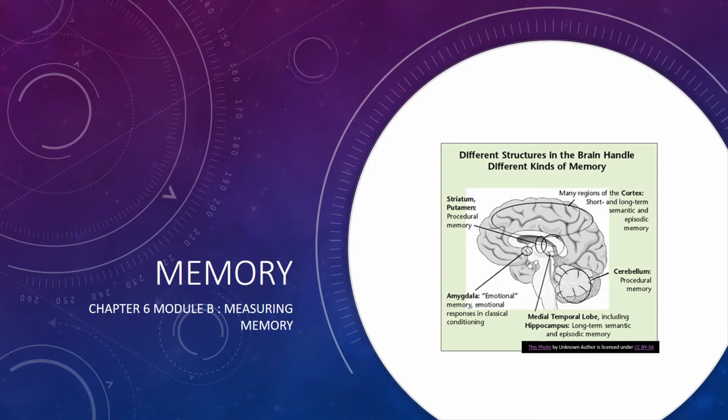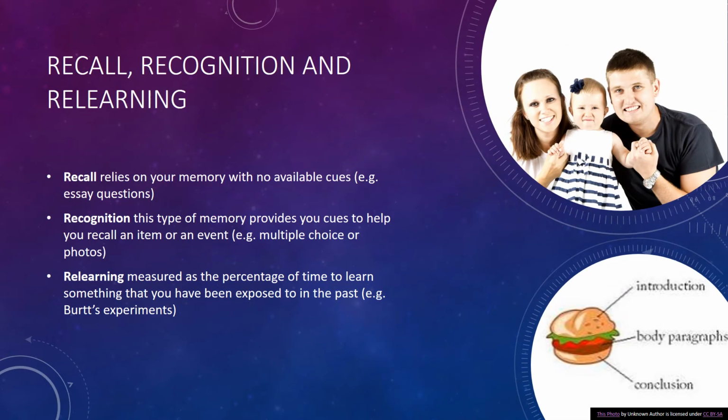For now, this is a very short module. What you need to know is how we measure memory, what's the difference in the different ways we can see if a person's remembered something or understand why they may have forgotten something. Okay, so let's start with recall, recognition, and relearning.